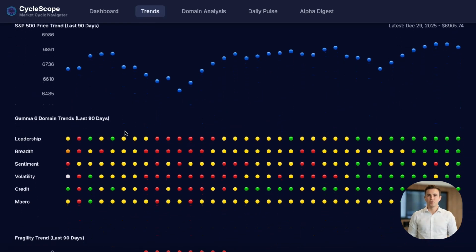Each blue circle is one trading day. You can see the trend clearly. Below that, the 6 gamma domains. Each row is a domain. Each circle is a day. Green means bullish, yellow means neutral, red means bearish.